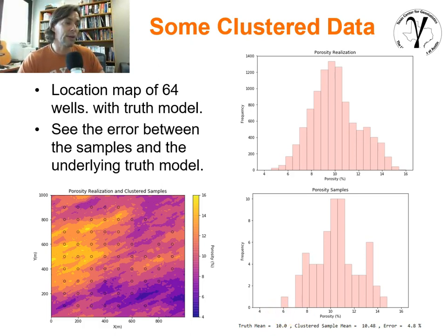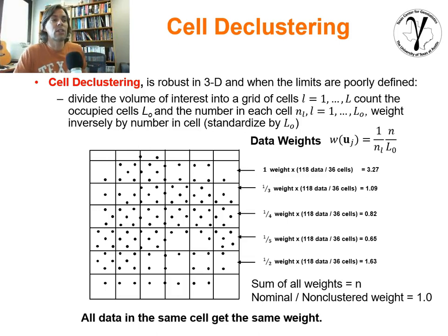And so we have to correct for that. So let's talk about the first methodology, declustering. We'll talk about cell-based declustering. We'll have one slide to talk about polygonal declustering, and that'll be it. Cell-based declustering is a very useful way to try to assign data weights in order to account for the sampling or the clustering of the sampling of the data value of interest.